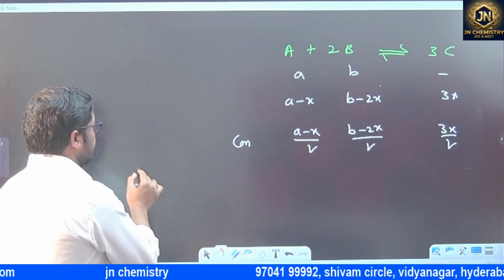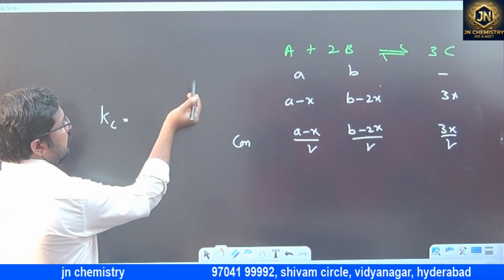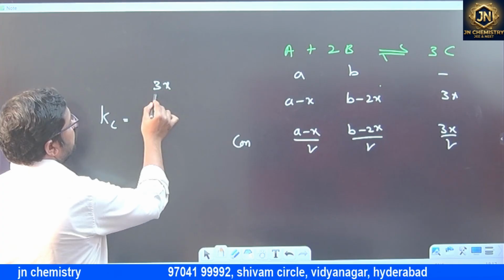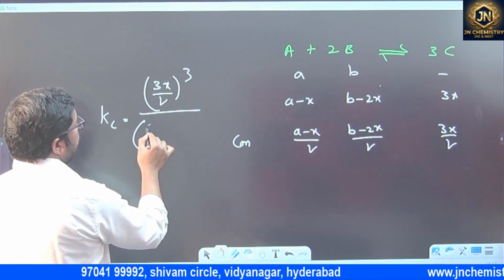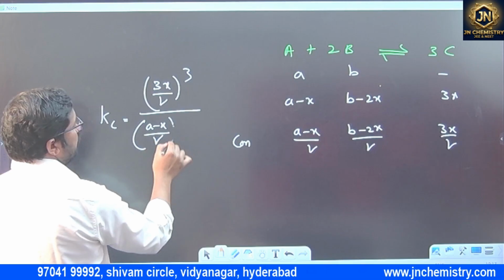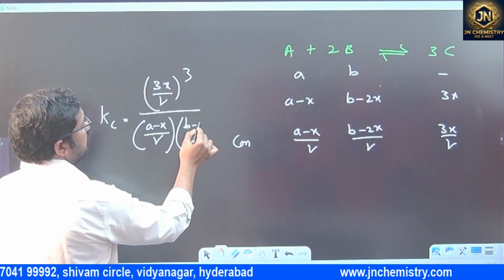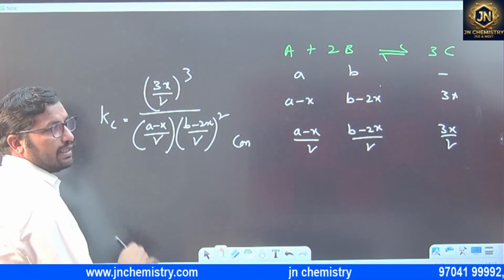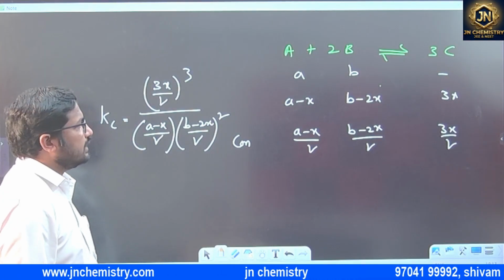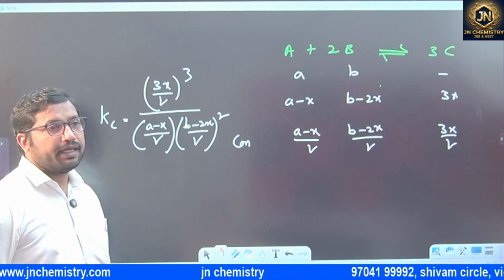So based on that, we will write the Kc value. How can we write the Kc? Directly I am writing (3x by V) whole cube by (a minus x by V) into (b minus 2x by V) whole square, right? So like this we can simplify. This is the case. So in case of Kp, how will we do it?